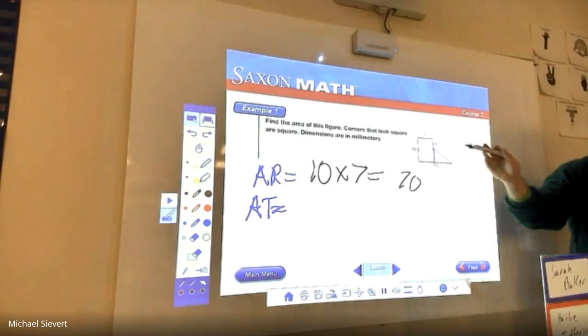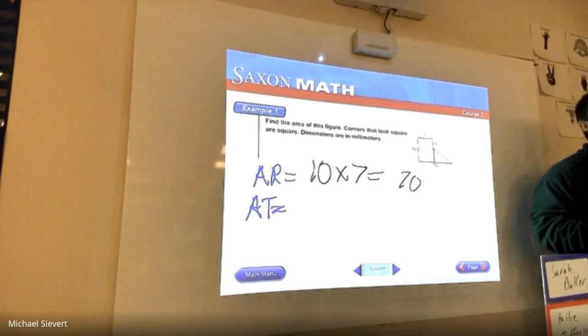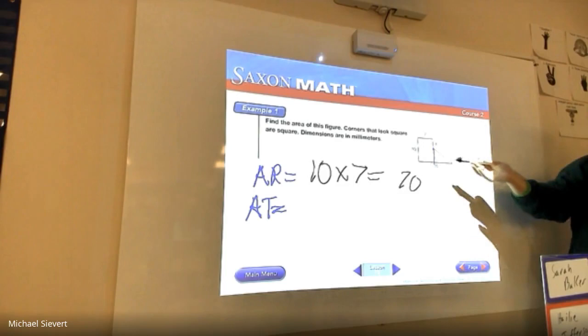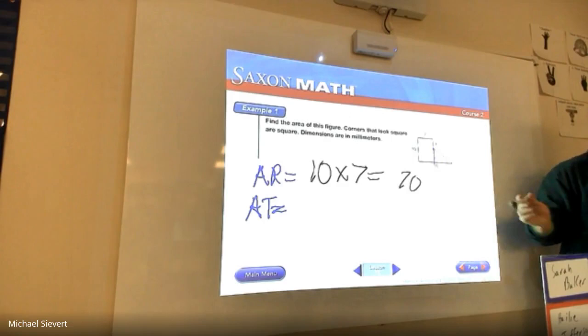Now we gotta find the triangle. First of all, what's the formula? What is the formula for an area of a triangle? Lanesha? Got it. Awesome. Perfect. But we just cut this up, so we don't know what the base and height is quite yet. Let's go with base. What would the base be? So this is the base. What would the base be? Tyler? For the triangle? Yeah, for the triangle, right here.